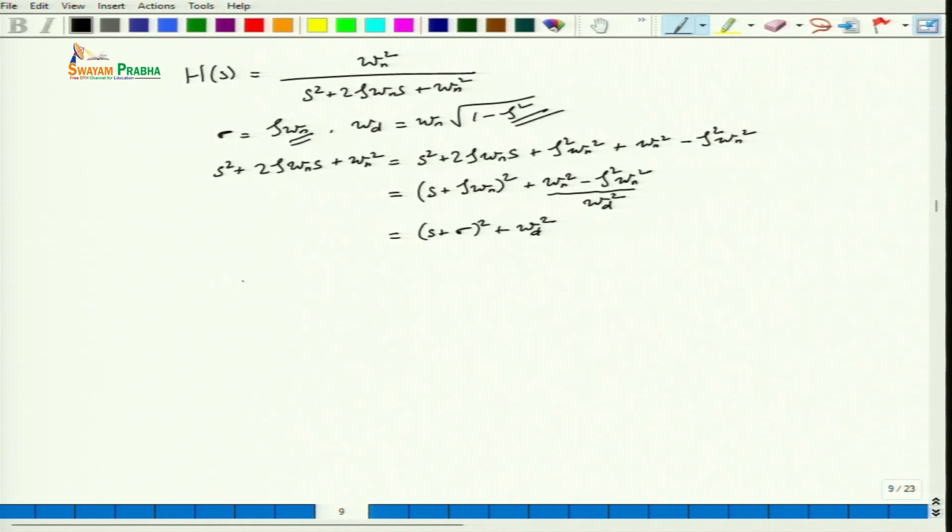Now if we consider H of s and we look at the table, we find that h of t will be basically omega n by square root of 1 minus zeta squared, into e to the power negative zeta omega n t, sine omega d t.